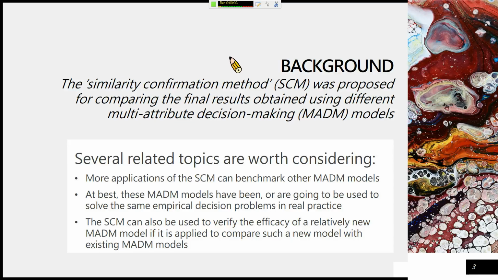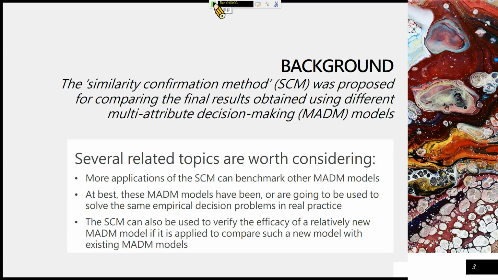The similarity confirmation method, or SCM in brief, was proposed for comparing the final results that are obtained using different MADM models. MADM stands for multi-attribute decision making. With the SCM method, several different MADM models used to solve the same decision problem in practice can be benchmarked by comparing their final results using this method.